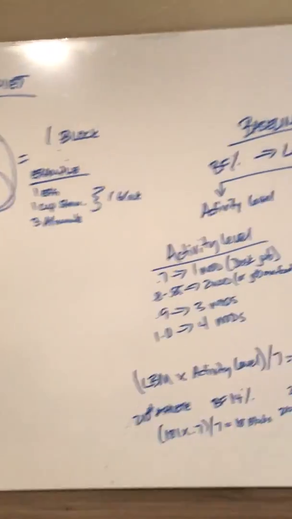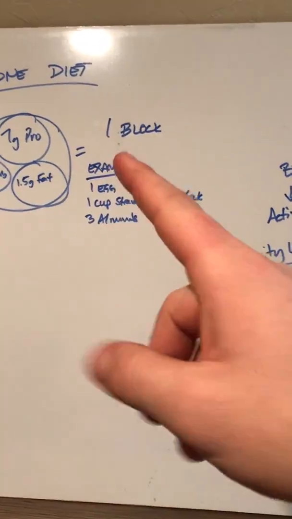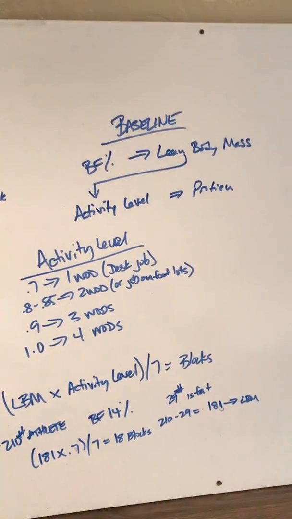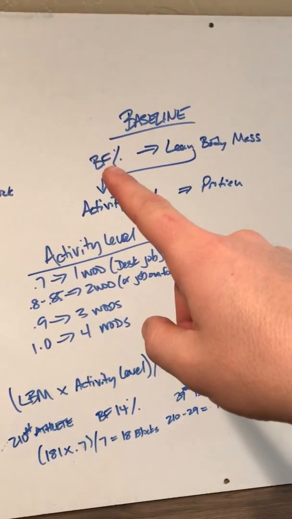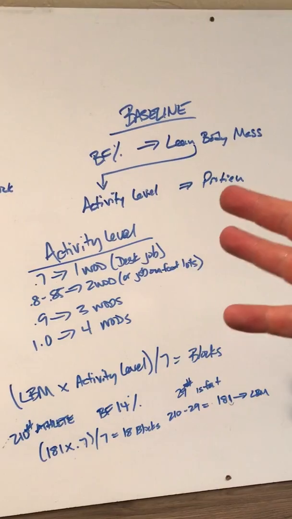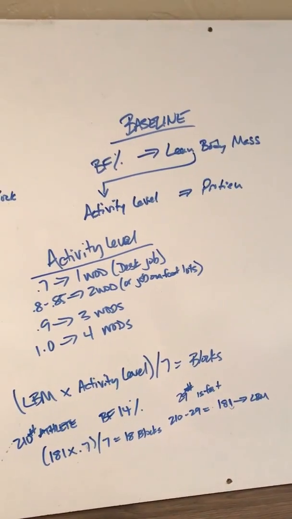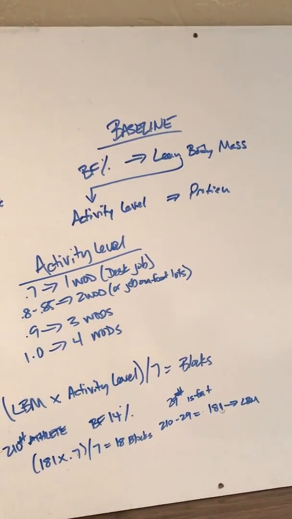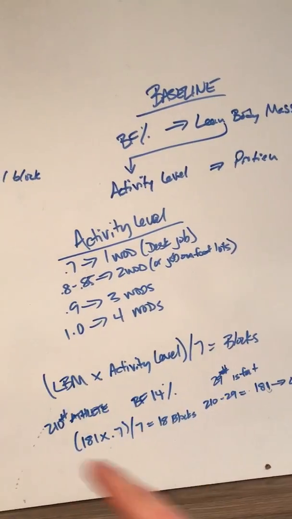So how do we figure out how many blocks we eat, right? We use this as a block, but how many blocks do we eat? So if we use this baseline prescription right here, with my body fat percentage, I can find my lean body mass. Then I can find my activity level, and then that gives me a number. So if you did the InBody thing, it told you your body fat percentage, and then you can use that with this little thing we're going to show down here.